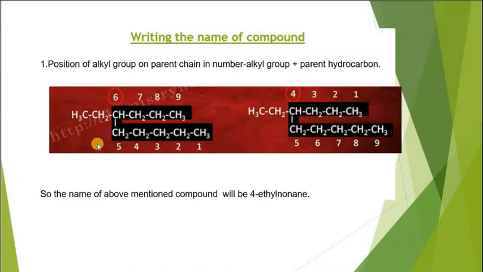For example, consider this compound. In this numbering, the ethyl group is attached at position number 6, and in this numbering scheme the ethyl group is attached at position number 4. So of course we are going to follow this numbering scheme. So the correct name of this compound will be 4. First of all, mention the number at which the substituent is attached. The substituent is attached at position number 4, so it is 4. And the name of the alkyl group is ethyl, and in the end we are going to write the parent hydrocarbon name, which is nonane.